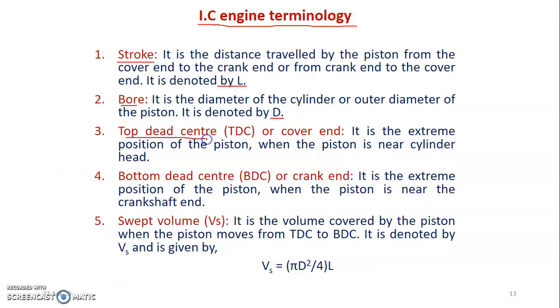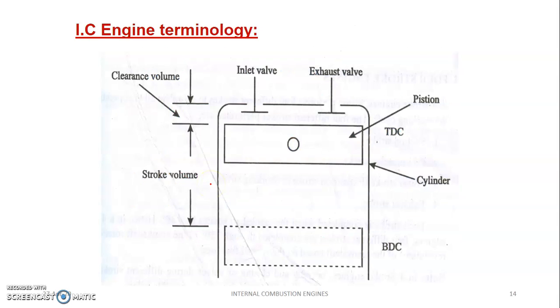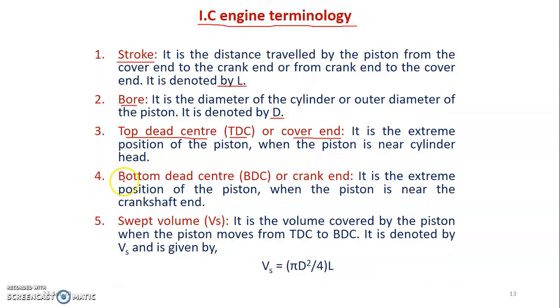Top dead center, shortly we call this TDC, or it's also called cover end. It is the extreme position of the piston when the piston is nearest the cylinder head. You can see this is the head of the cylinder. This is the extreme position of the piston when it is at top dead center. TDC is the top dead center, or the extreme top position the piston can maximally travel. So like this we have another terminology, that is bottom dead center.